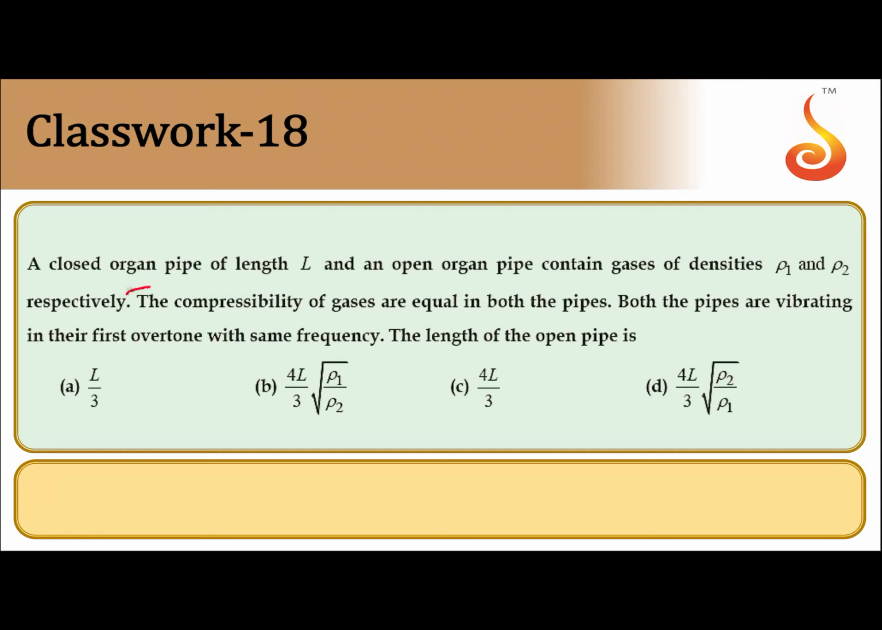It's a closed organ pipe of length L and another open pipe containing gas of densities ρ1 and ρ2. Their compressibilities are equal. They are vibrating in their first overtone with the same frequency. The length of the open pipe is.